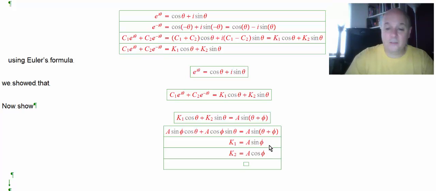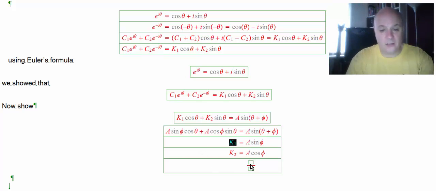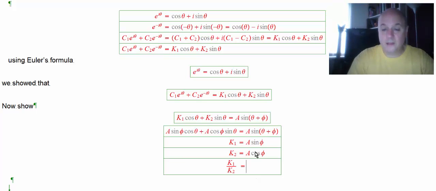Notice if I stack those equations as they are, like in a fraction, then I'm going to get K1 divided by K2. And that should equal, if I stack these, the A's cancel out, and I end up with tan of phi.